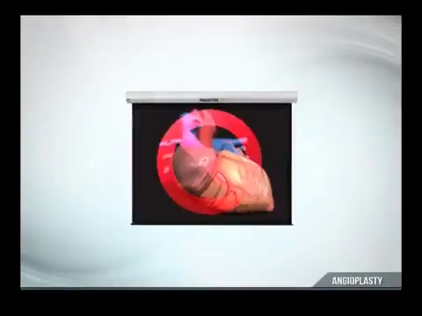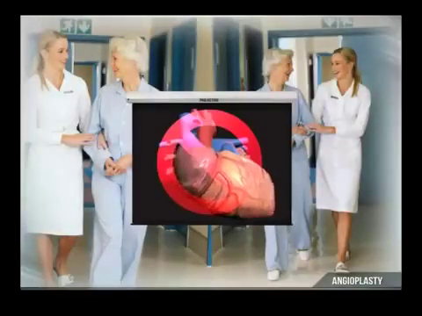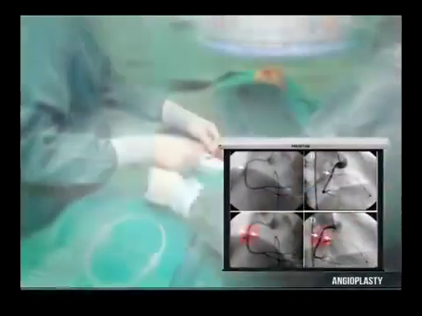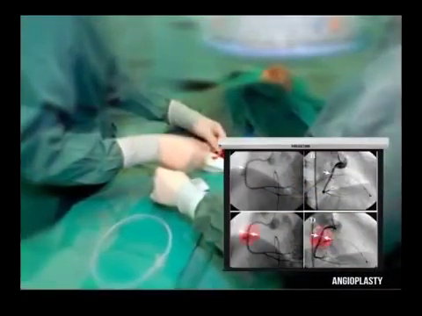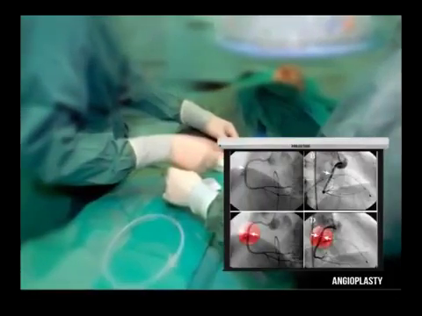If the angiography does not show a blockage, the patient is allowed to go home after the test is complete. However, if the angiography shows blockage, the doctor may perform a coronary angioplasty after visualizing the details of the block.